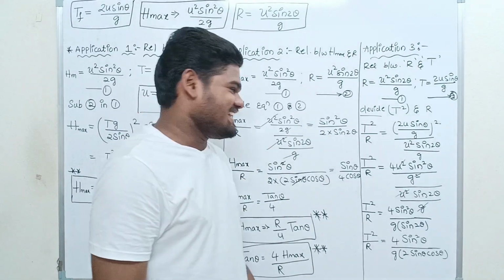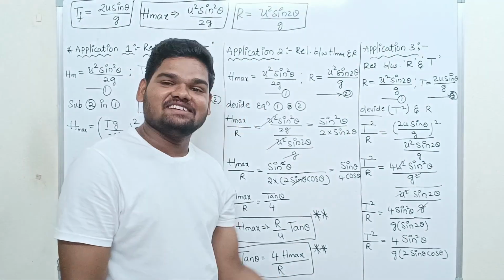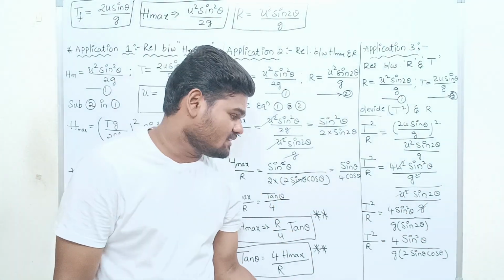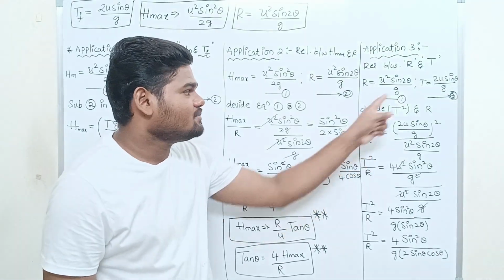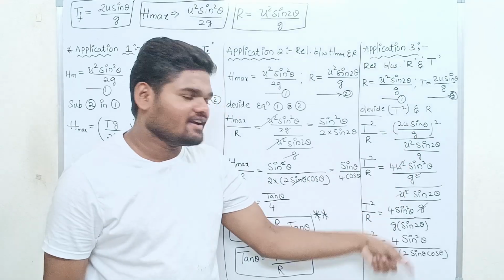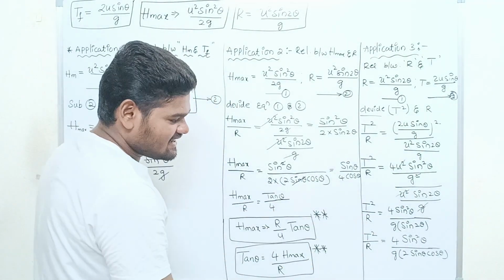Are you getting? Sir, what are you writing on the board? It is simple mathematics, the sine 2 theta formula, that's it, nothing to explain here. I'm just dividing t square by R. So t means 2u sine theta by g, this is the R value, and I'm just dividing all these things. No difficulty there. Simple mathematics.